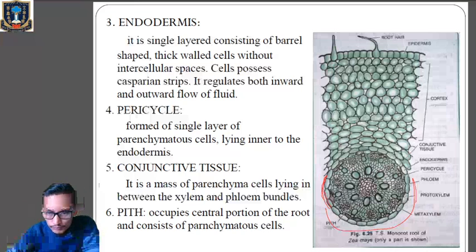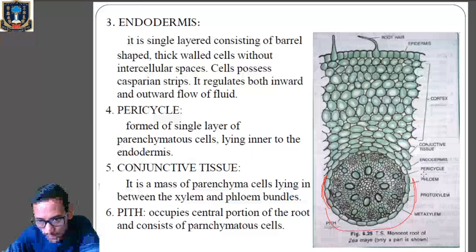The next one, just below the endodermis, we will find a single layer of parenchyma cells. Here it lies to the inner side of the endodermis. That particular layer of cells made up of parenchyma is called the pericycle.